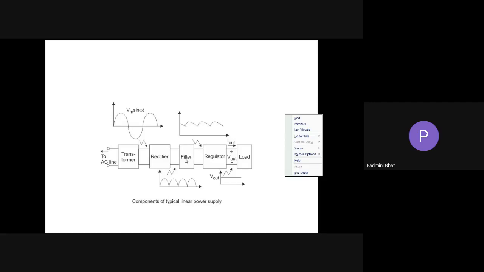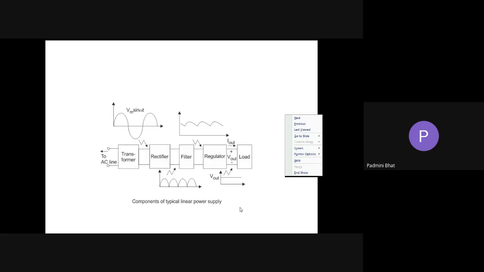So these ripples we need to minimize. To minimize, what do we do? This is the circuit: transformer, then rectifier, then filter, then regulator. This is the part which we have to study. The rectifier converts AC to DC, then the filter minimizes the ripple. The rectifier output is like this, and the filter output can be like this. However, this depends on how you take the value of your capacitance C, which you have studied in basic electronics. You should take the value of C such that it becomes almost a straight line.